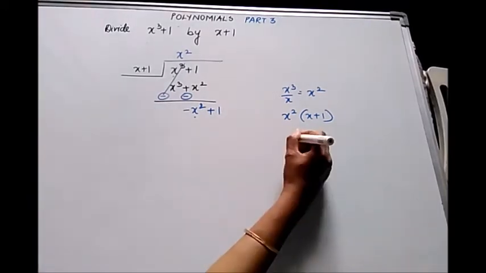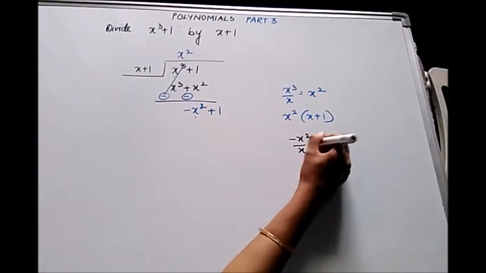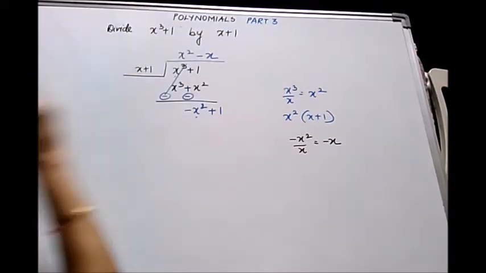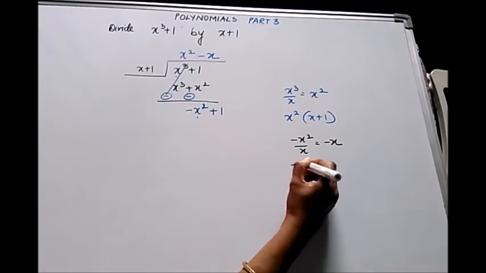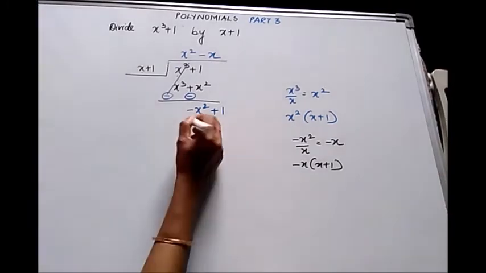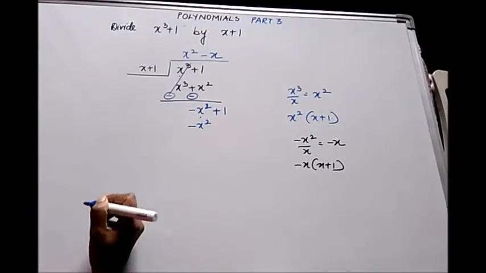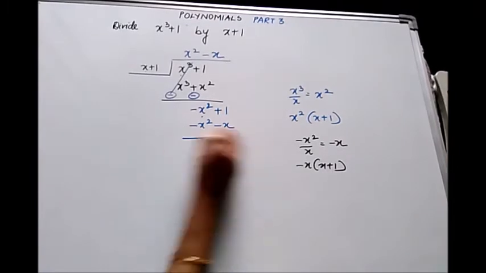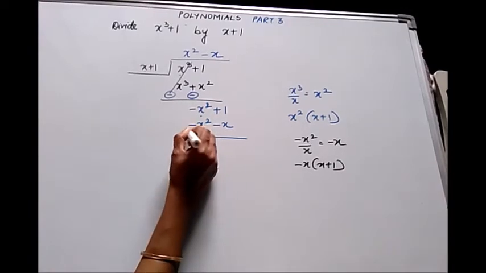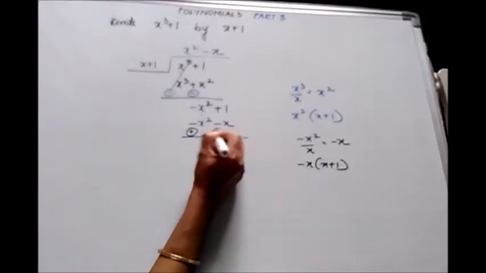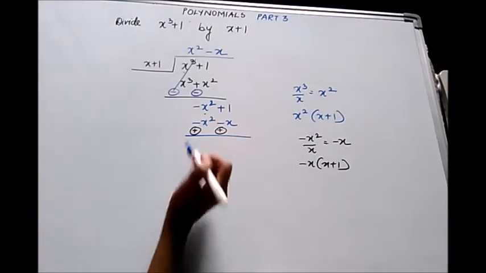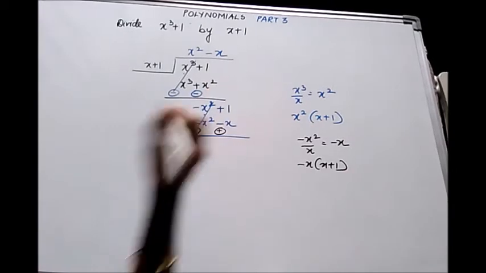Now what we do next? We divide minus x square by x. It will give us minus x. Now write minus x here. What is the next step? Next step is multiply minus x to the divisor. What do you get? Minus x into x will give me minus x square. Minus x into plus 1 will give me minus x. Next, you're supposed to change the sign. That is, minus will become plus. Here minus will become plus. Minus x square plus x square will give me 0. That is, the term will get cancelled.